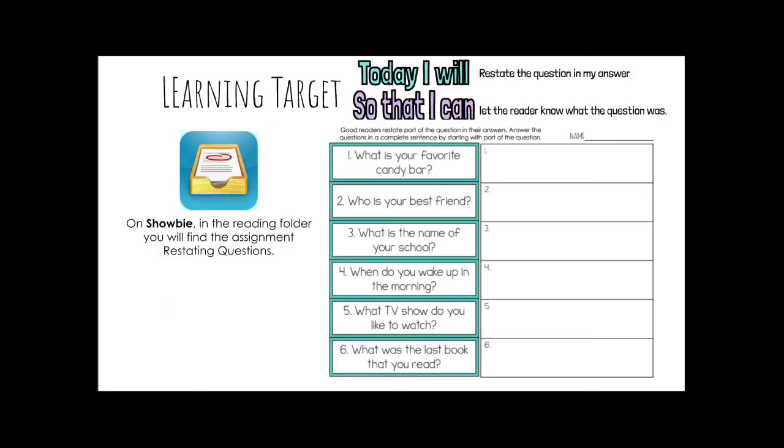This is what you're going to do today. You're going to restate the question and your answer so that I can understand what you are answering. On Shobi in the reading folder, you're going to find the restating questions assignment. And you are just going to answer these 6 questions by restating the question and putting in the answer of your choice. So what is your favorite candy bar?